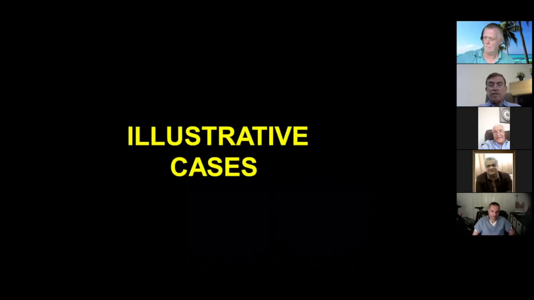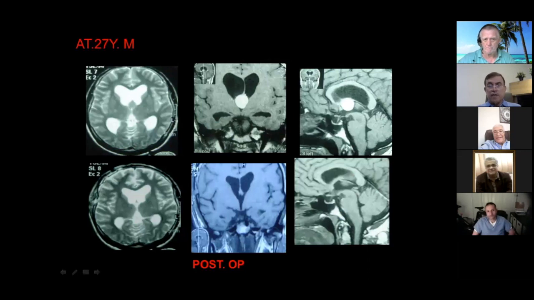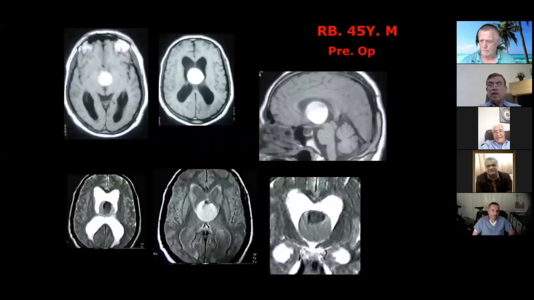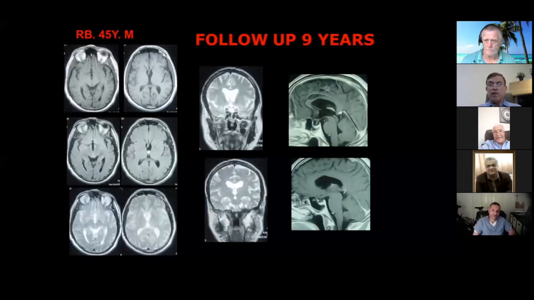Some illustrative cases before we finish. A 27-year-old male patient with this cyst, and this is post-operative. And another case of a 31-year-old female patient, pre and post. Again, this 45-year-old patient with this giant one with the inspissated content that we mentioned before. And this is immediate post-op. I do the MRI the following morning. And this is follow-up at 9 years with no recurrence.